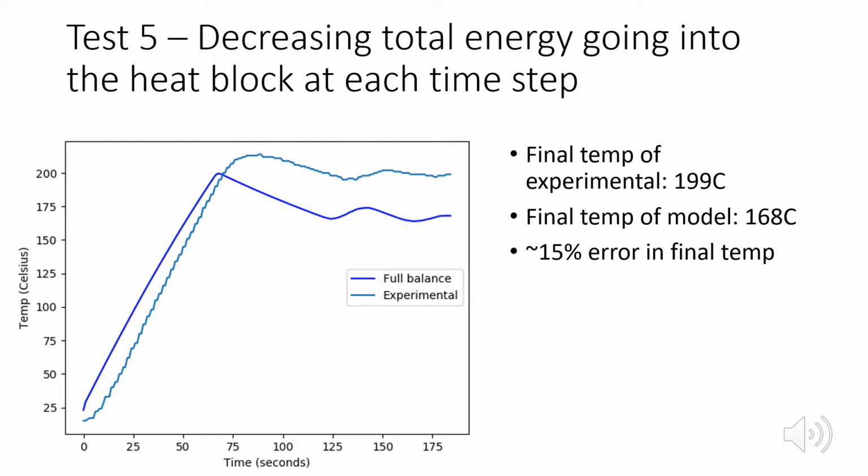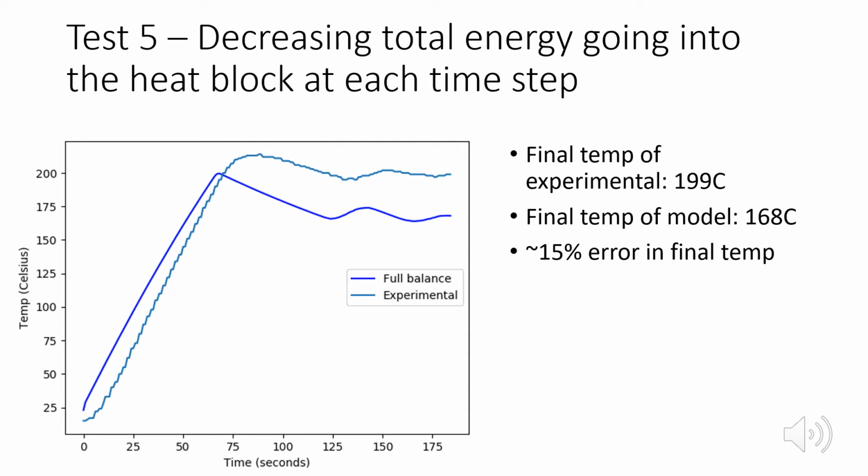After taking the power usage data from the last test, multiplying each time step by 5/8 and placing it into the model, the output can be seen along with the experimental output. The final temperature of the model is around 168 degrees C, well below what was seen in earlier tests. There is about a 15% error from the experimental final temperature of 199 degrees C.